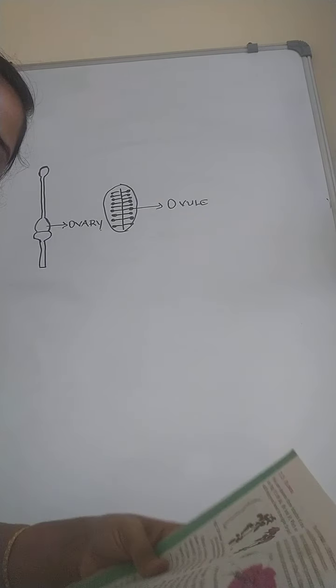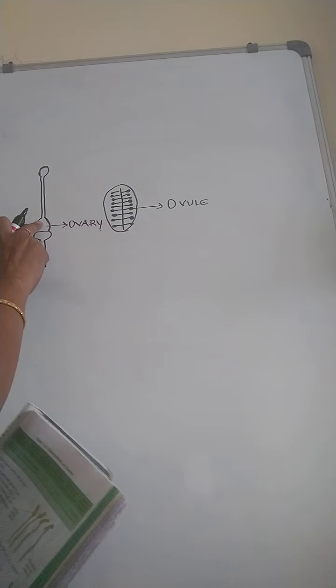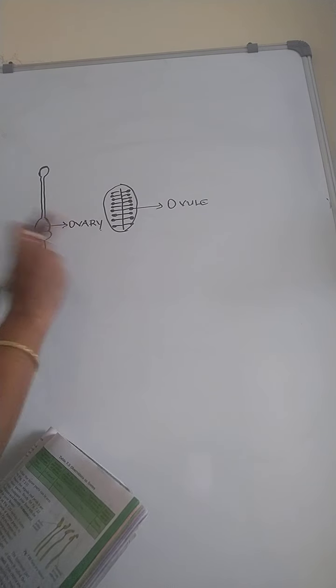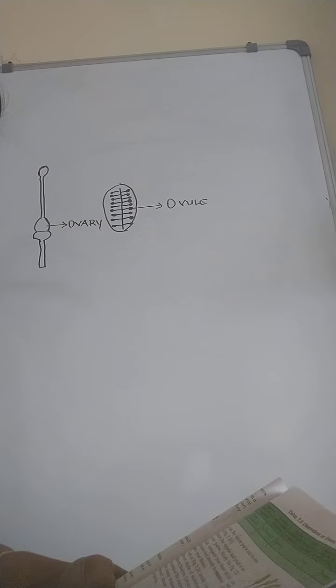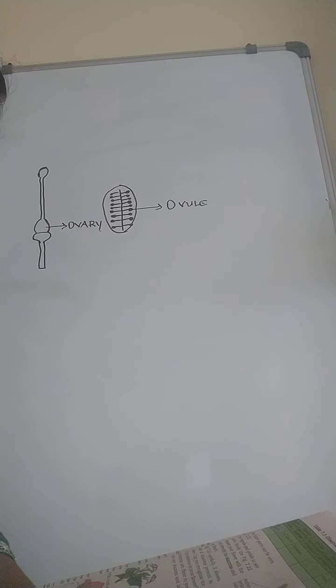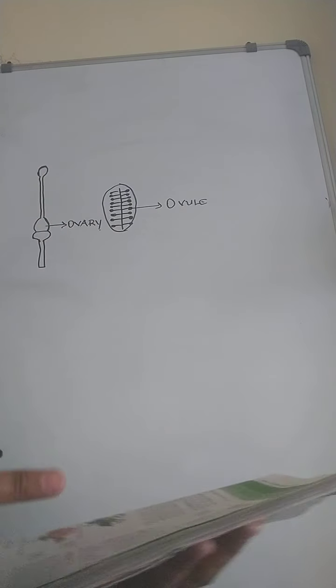So we studied the parts of the pistil. In the pistil you can see the ovary. This region is called the ovary. We are going to study the details about this ovary. Let us now study the structure of the ovary.